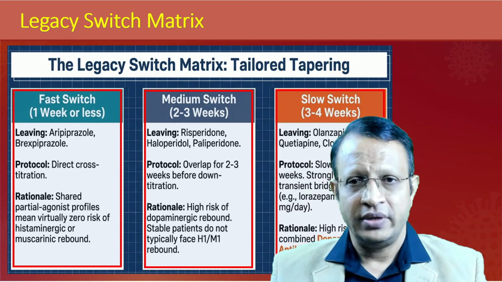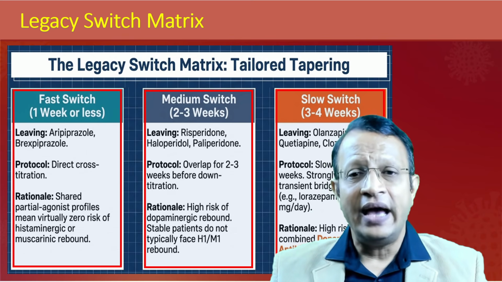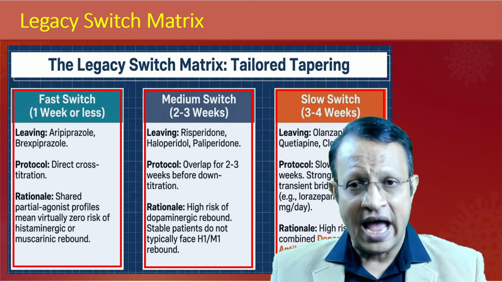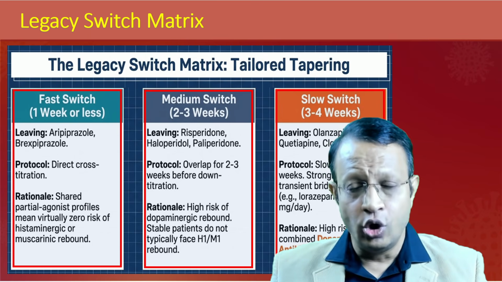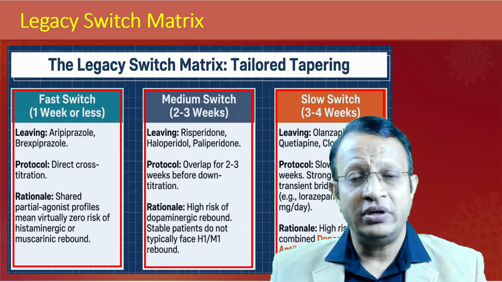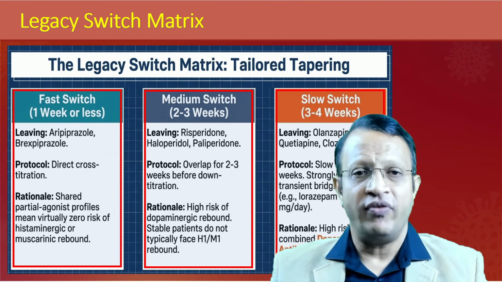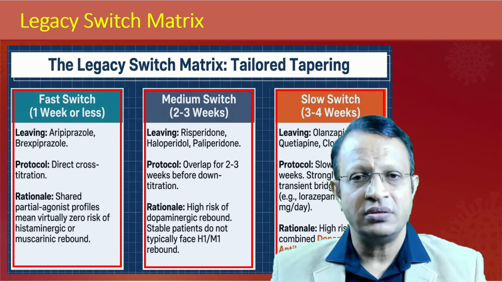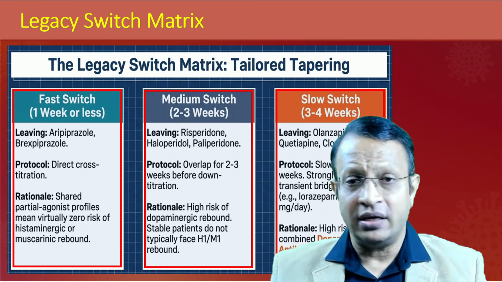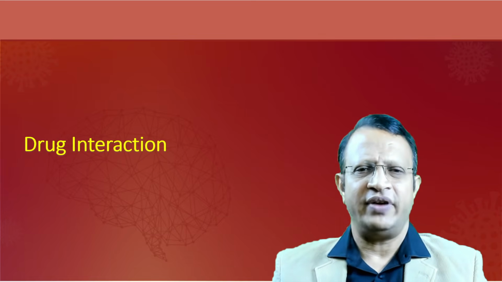Slow switching, especially if you are giving olanzapine, quetiapine, or clozapine, which have higher affinity towards antihistaminic, antimuscarinic, and dopaminergic receptors. In such a scenario, take 4 weeks of both dosages and slowly taper the first one. So you can do fast switching in aripiprazole and brexpiprazole, which are partial agonists. In D2 blockade, take 3 weeks. In slow switch, go up to 4 to 6 weeks, my dear friend.